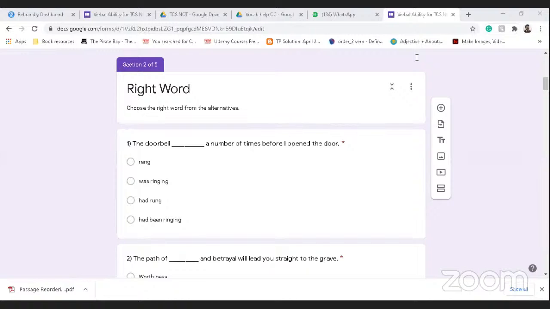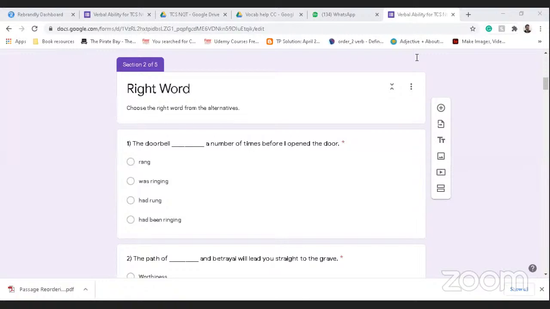Now remember, we had done this some time back in tenses. Open the door is what? Simple past tense. So what should the other tense be? Past perfect tense. Most people put rang there, and that is wrong. It is had rung. The doorbell had rung a number of times before I opened the door. Remember, guys, when we did tenses some time back, don't keep it in short-term memory.